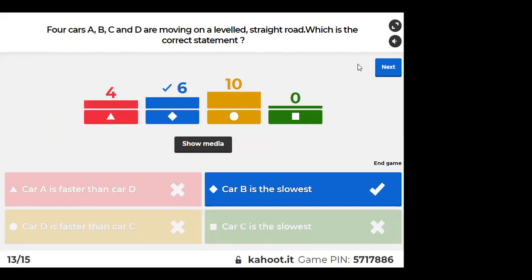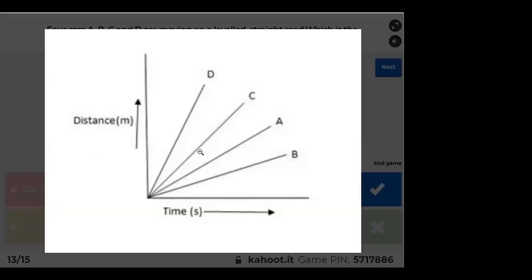So here we talk about slope, guys. Yes or no? We know that the slope of this distance-time graph represents speed. So whose slope is the lowest? B's. And whose slope is the highest? D's. Is it clear to everyone? Which will be the slowest? B. The fastest is D. So what should the answer be?